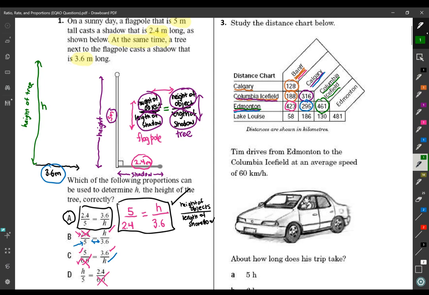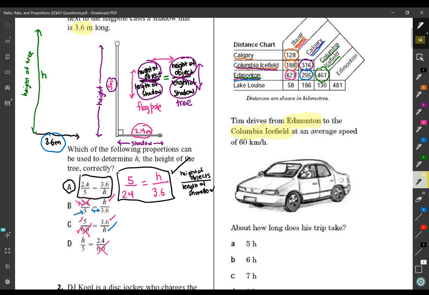So the question continues. Tim drives from Edmonton to the Columbia Icefield at an average speed of 60 kilometers per hour. How long does his trip take? So first we need to identify the distance between Edmonton and the Columbia Icefield. So the distance between Edmonton and the Columbia Icefield is 461 kilometers.